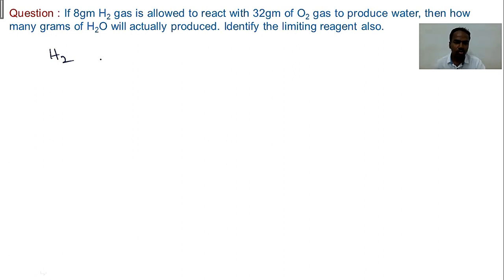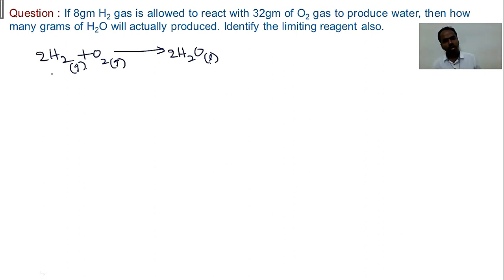H2 reacts with O2 to form H2O. So both are gases. Then balance the equation. So this is 2H2O and this is 2H2. Okay. Now first find the ratio. By using this ratio, you can find the limiting reagent. Once you find the limiting reagent, it is very easy to find the number of moles of water produced.